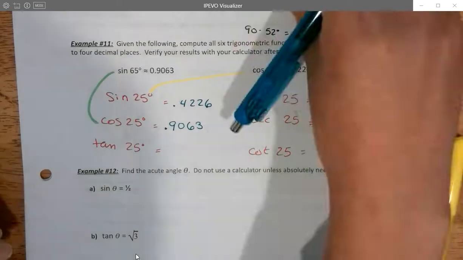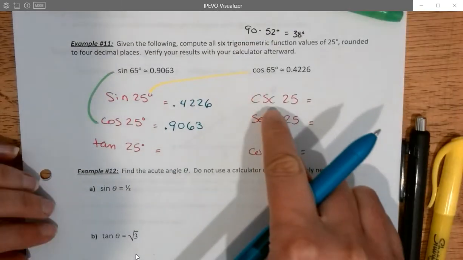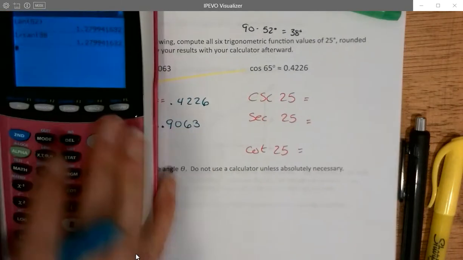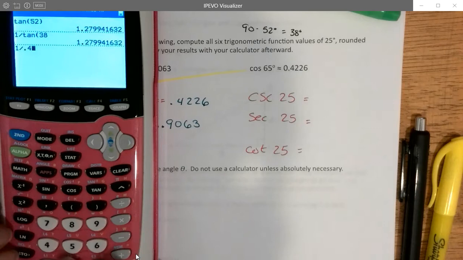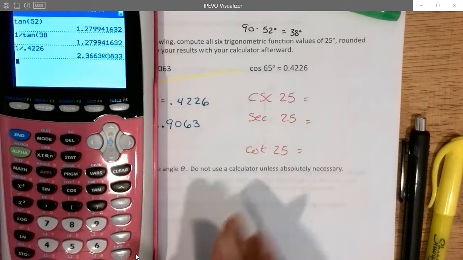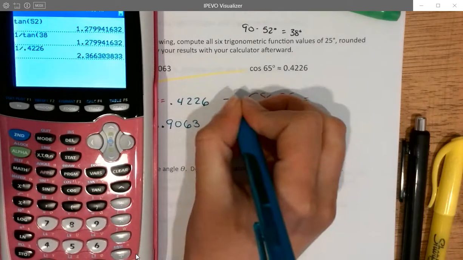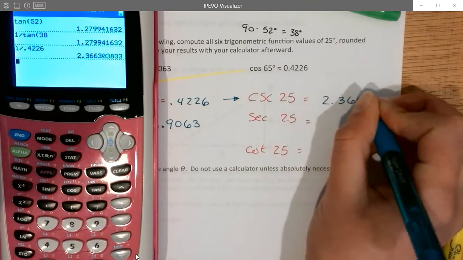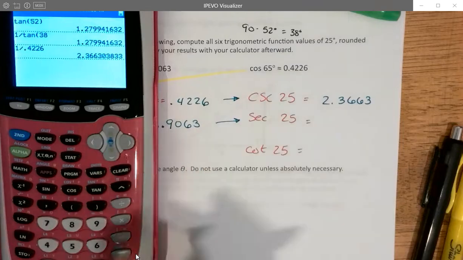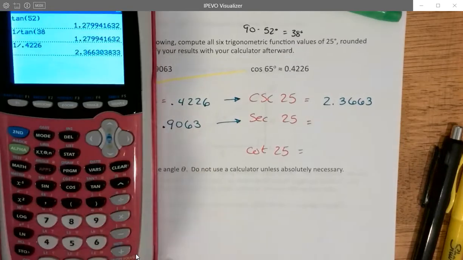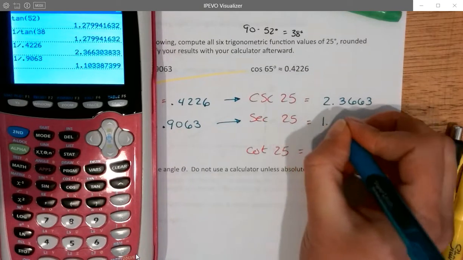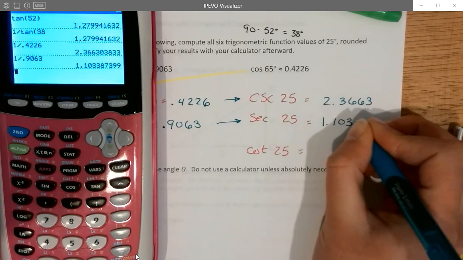Okay? Then I can do reciprocals here. If I know the sine value, I can take 1 divided by it and get the cosecant value. So I'm using reciprocal functions here. To get this one is 2.3663. If I know the cosine value, I can take 1 divided by it and get the secant value. 1.1034.